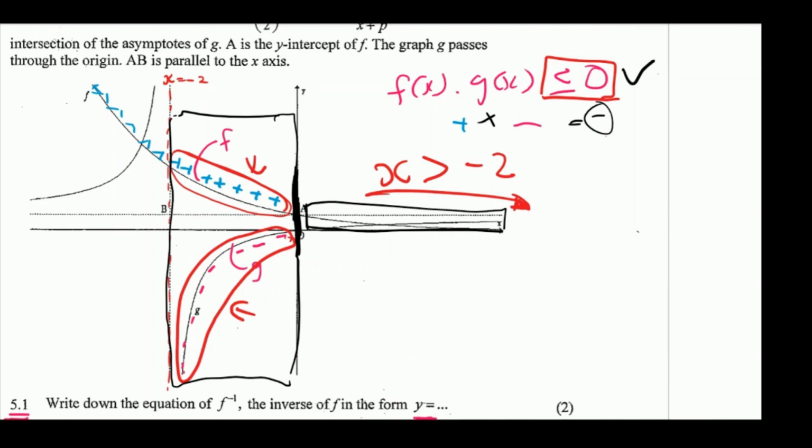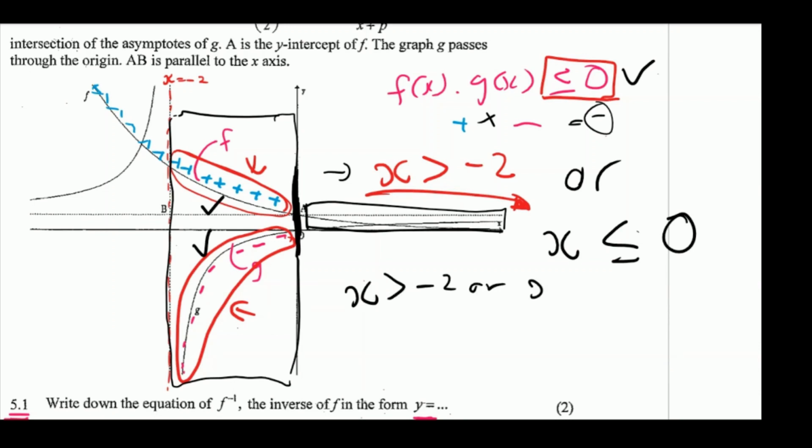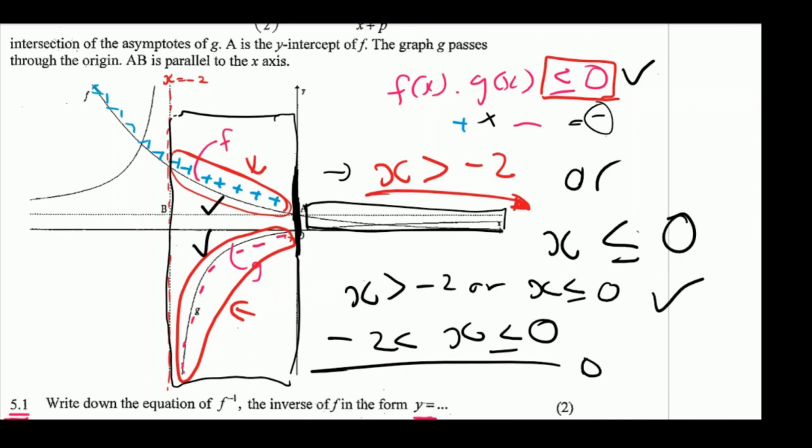So it means that our x values must be within the point of origin and x being greater than -2, right? Or you can also say x must be less than or equals to 0. So when x is less than or equals to 0, the same happens where positive multiplied by the negative gives you a negative solution of y. So you can simply write down x greater than -2, or x less than or equals to 0. Or you can simply say when x lies between -2 and 0. So both these solutions are correct.